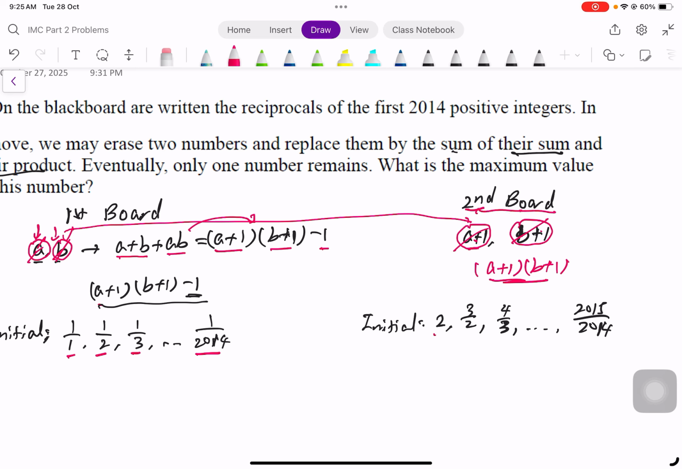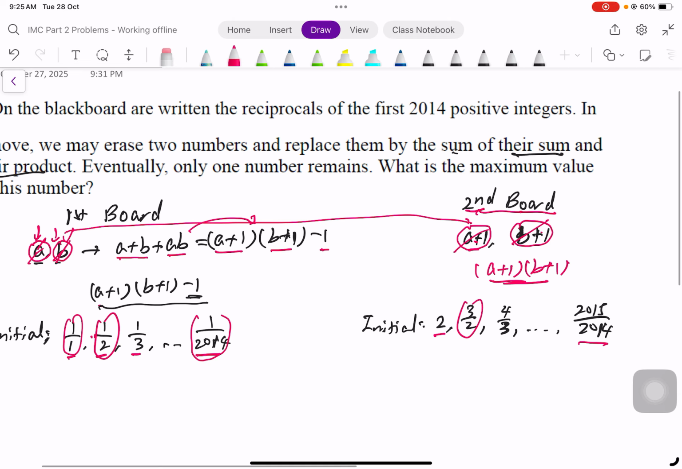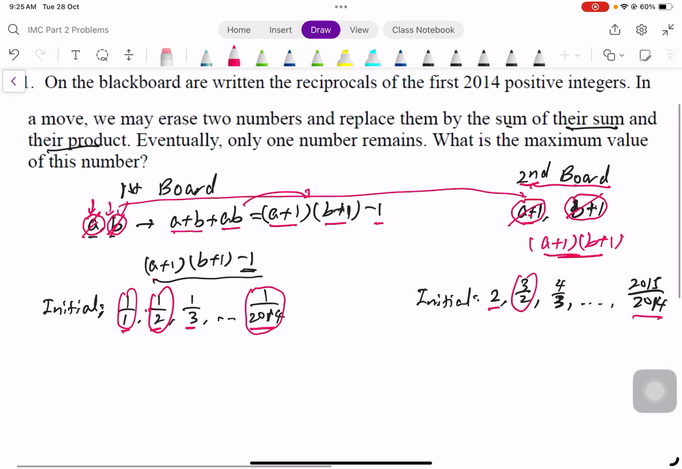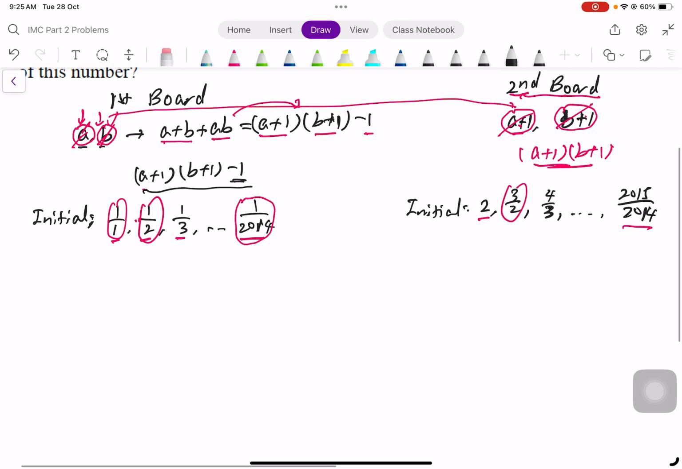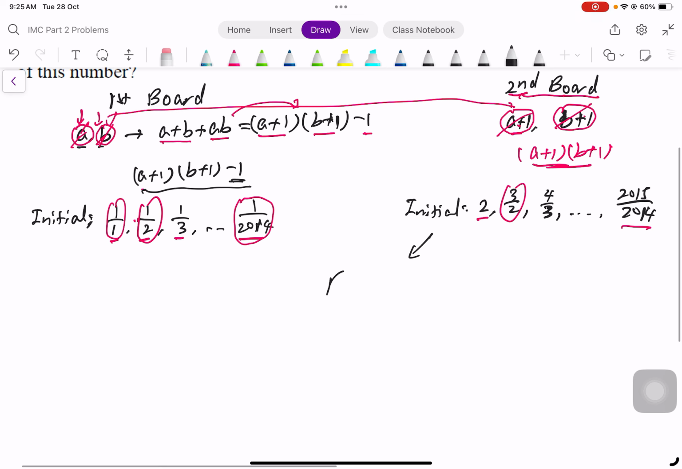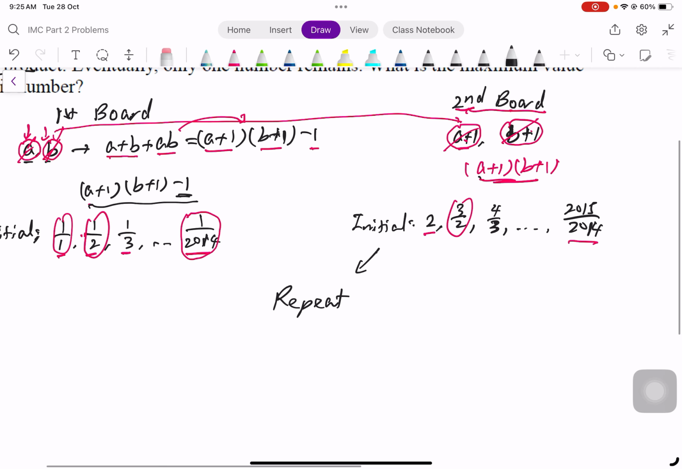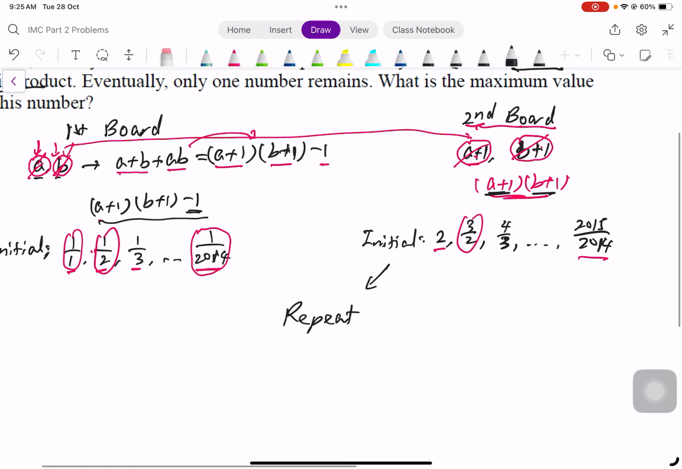It is actually 2, because 1 plus 1 is 2. And then half plus 1, you get 3 over 2. And then all the way, 1 plus 1 over 2014 is actually 2015 over 2014. And I think when you repeat this process of replacing the two numbers by A plus 1 multiplied by B plus 1, you repeat this process.